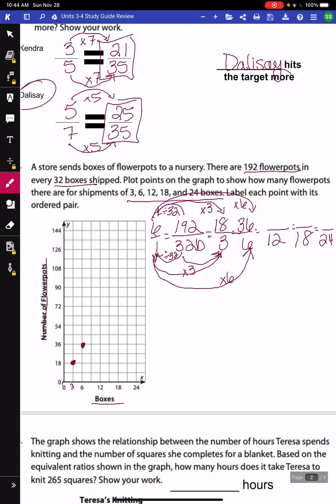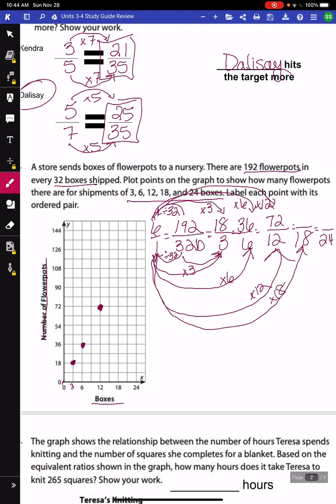All right. What do I do to 1 to get 12? Multiply by 12. What do I do at the bottom? Got to do the top. 6 times 12, 72. So I'm going to start at the origin, move to the right 12, and then up to 72.